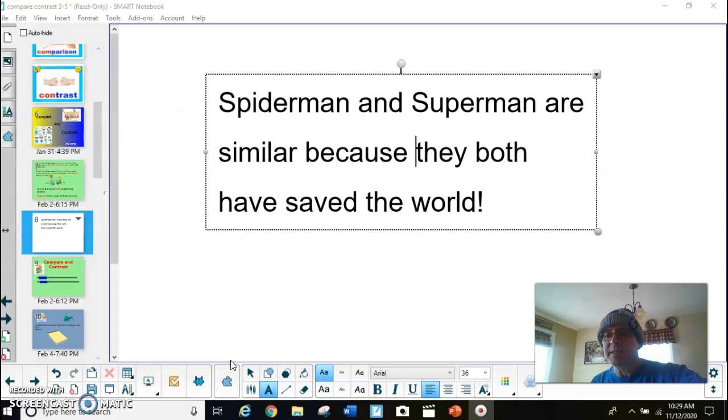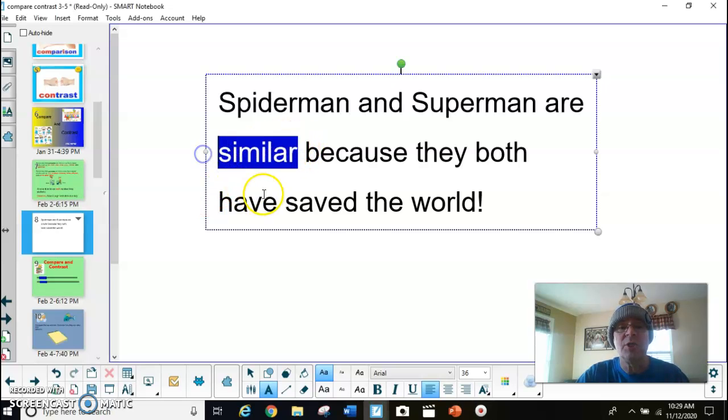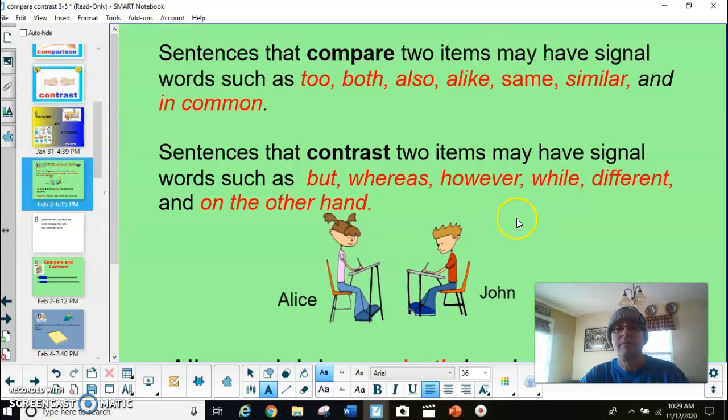All right, let's take a look at this sentence here. Spider-Man and Superman are similar because they both have saved the world. That is comparing. And you can see this word here is similar. That tells you they're the same. They're showing a similarity between these two things. That is a comparison. On the other hand, contrasting uses a different set of words.